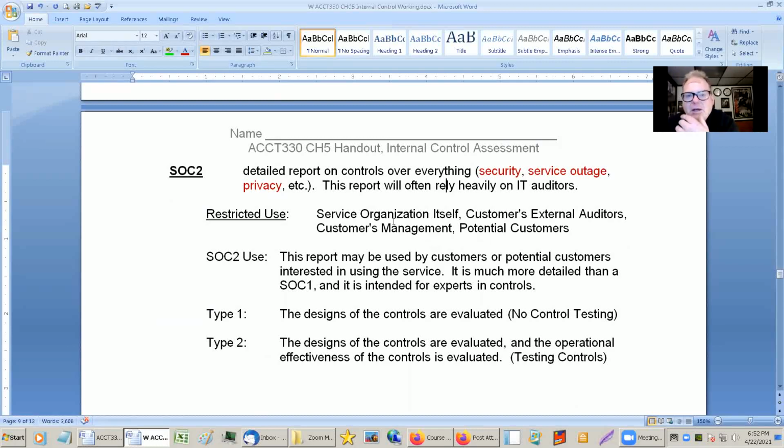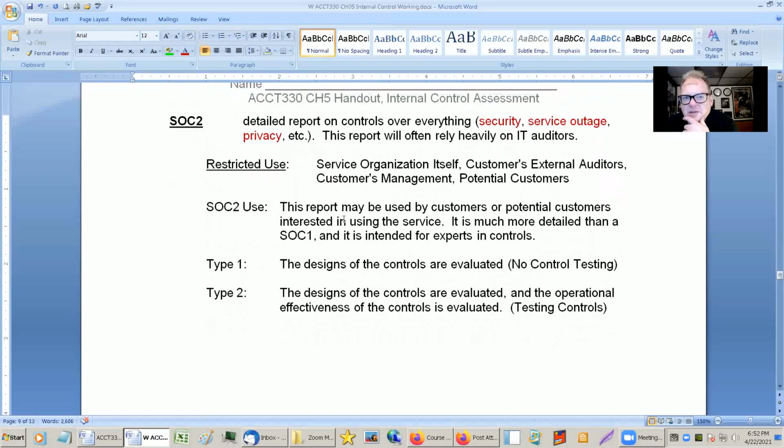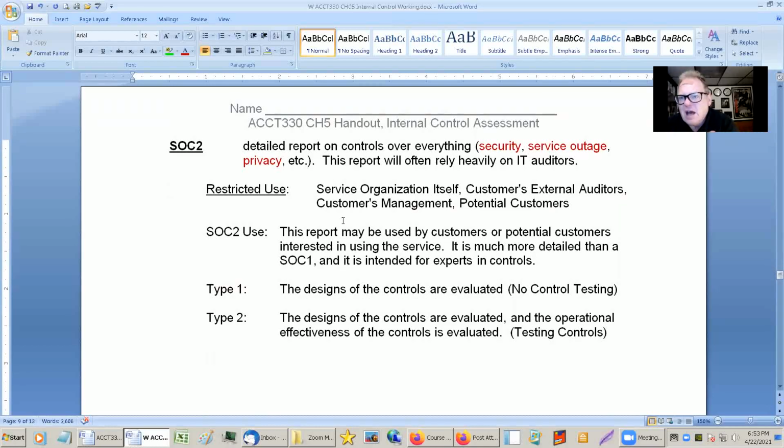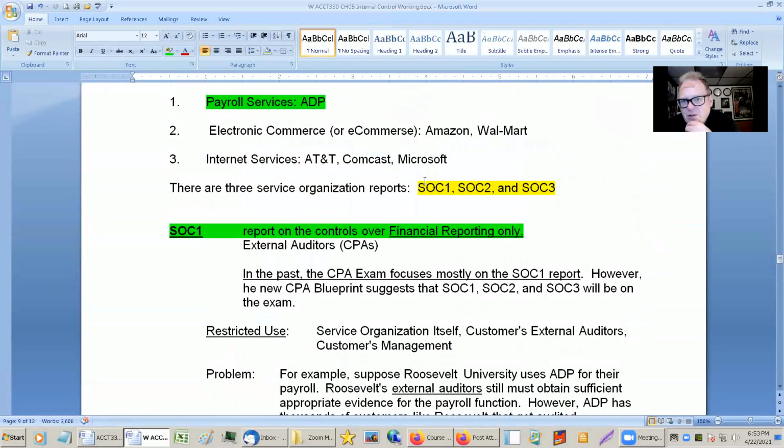And this report is not given to the general public. It's a very detailed report. Most people in the general public wouldn't know how to read it. It's restricted use. It's usually for companies that are trying to decide which service organization to go with, so their IT people will look into these things and see if what they have is adequate and all that kind of stuff. So this is usually for companies determining who they're going to get to provide them with the services. SOC 1 and SOC 2, these two are restricted. SOC 3 is for the public.